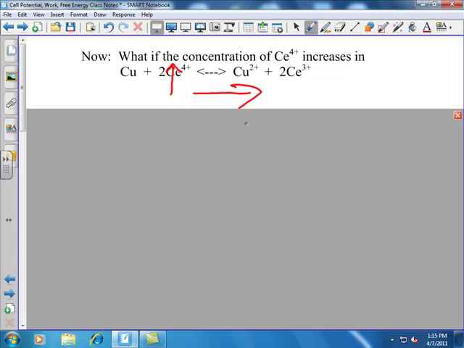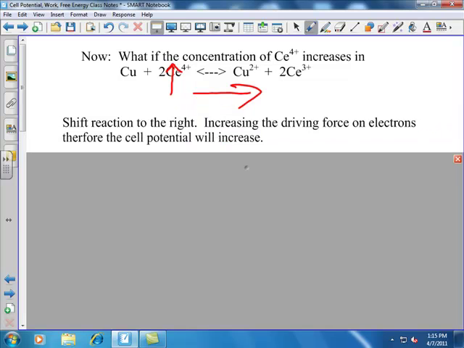It increases the voltage. So changing these concentrations changes voltage. So this reaction is going to shift to the right, increasing the driving force on the electron. Therefore, the cell potential will increase.